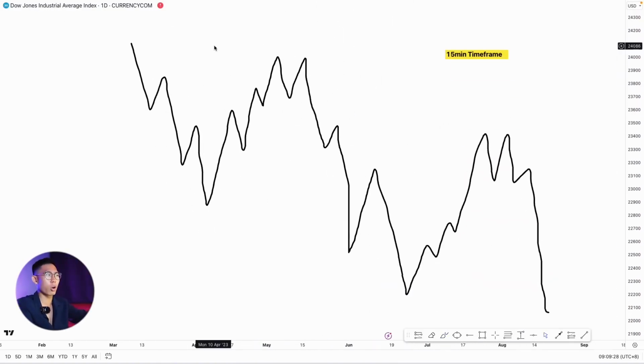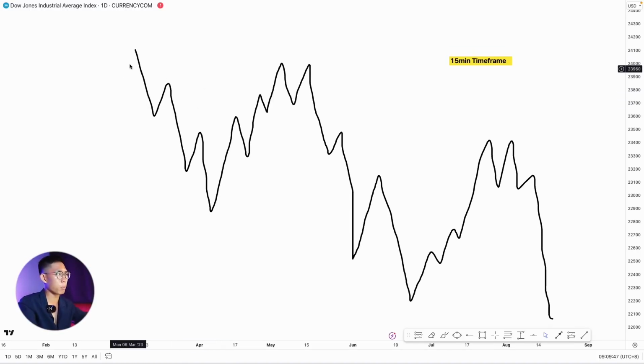So as you can see, this is a correction phase, but in a correction phase, it doesn't mean that price will just go down straight. It will go down, retrace, go down, retrace, go down, retrace. That's what's causing this whole confusion. But don't worry, I'm going to simplify this for you, alright? So this is the correction phase, and we can see that price got pushed down.